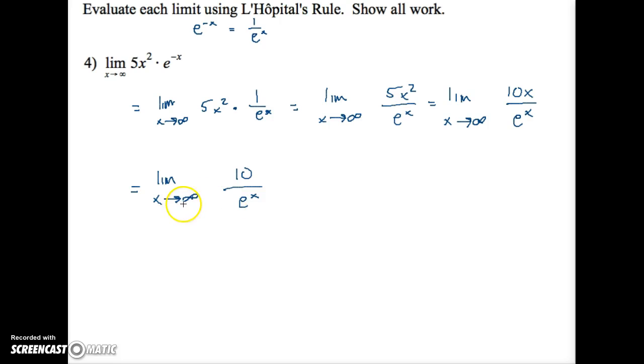Now, as x gets very, very large, this number is going to become very, very large. So my denominator becomes very large, which means overall my number is going to be really, really small, and eventually it's going to approach 0. So the limit as x approaches infinity of the expression 5x squared times e to the negative x is also equal to 0.